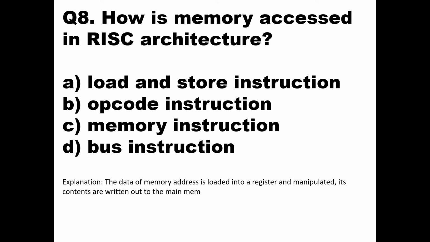Then we'll go to the next question, question number 8. How is memory accessed in RISC architecture? Now in RISC architecture, or even when you study the ARM series afterwards, load and store type of instructions are used. Loading the data from memory to the register, and storing the data from register to the memory. So these are load and store instructions, used in RISC architecture.